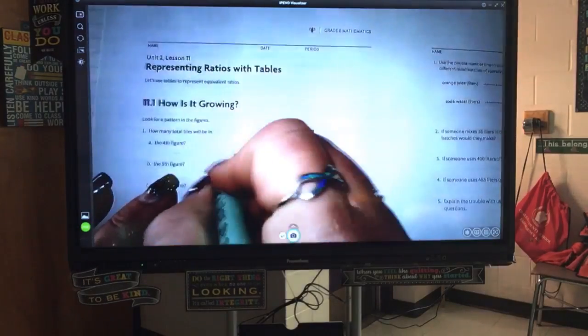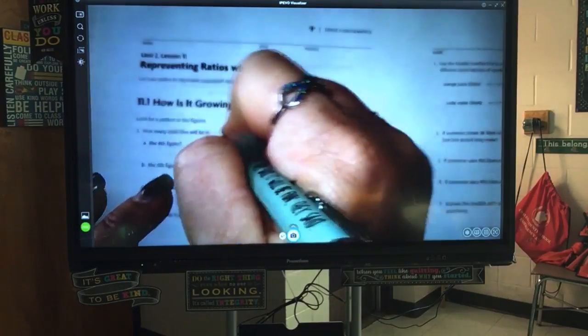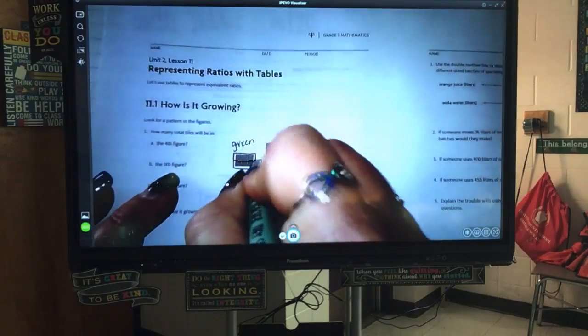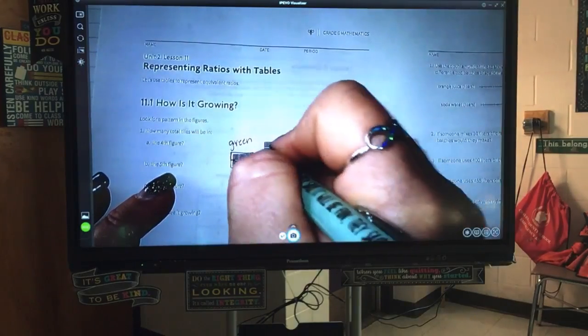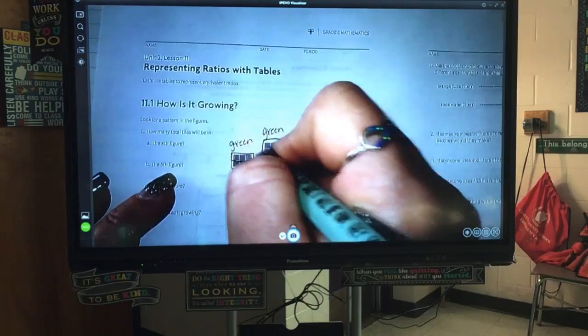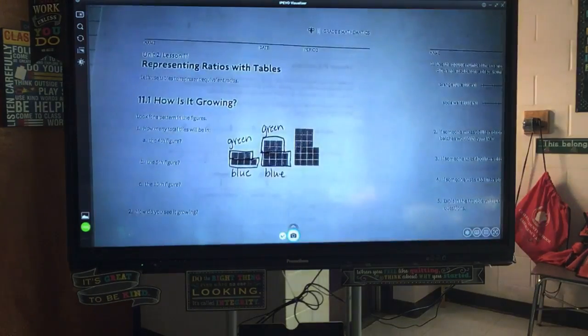Also, so you guys know, the top 3 here are green, the bottom 4 are blue. For this one, top 6 are green, bottom 8 are blue. And then same thing for the last one.